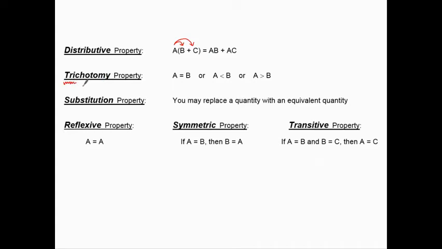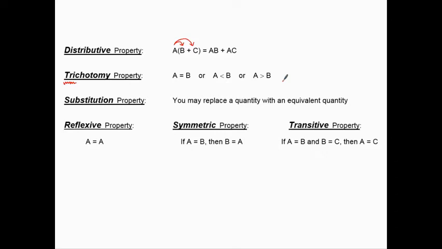If you're comparing two numbers, either they're going to be equal to each other, or one of them is less than the other, or one of them is greater than the other. Seems pretty simple, but that property has a name, and it's called the trichotomy property.